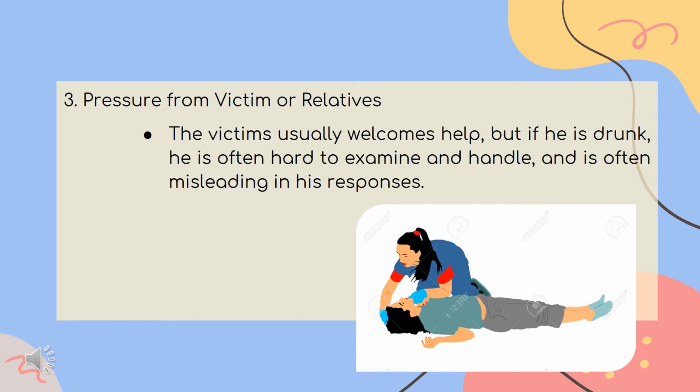Number 3. Pressure from victim or relatives. The victim usually welcomes help, but if he is drunk, he is often hard to examine and handle, and is often misleading in his responses.